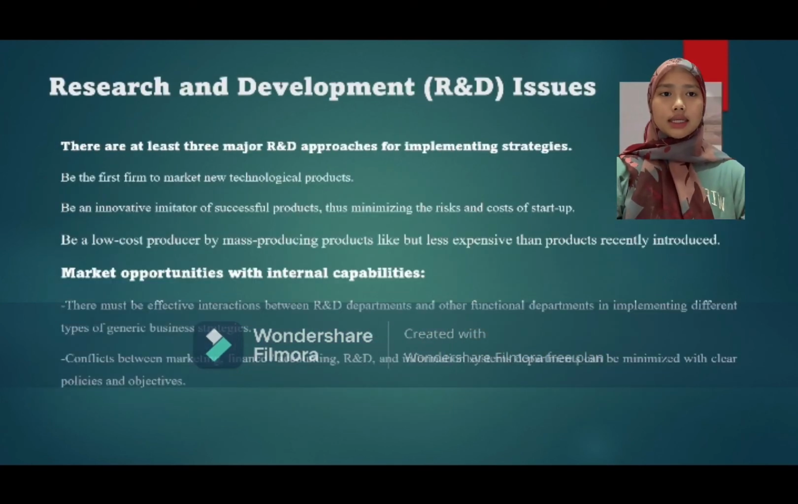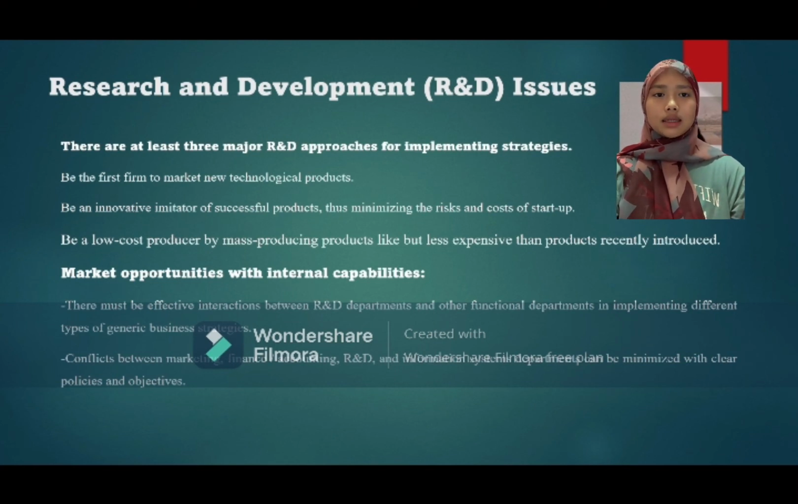The last slide is the major research and development approaches for implementing strategy. The first, be the first firm to market new technological products. Second, be an innovative imitator of a successful product, to minimize the risk and cost of start-up. Last, be a low-cost producer by mass producing products like but less expensive than products recently introduced, and market opportunities be internal.